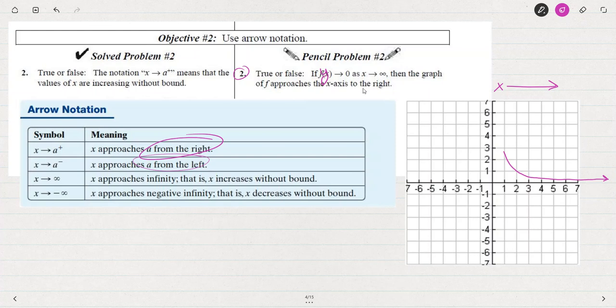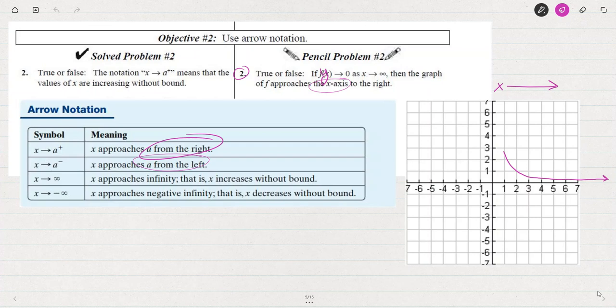Is that the same as the graph of f approaches the x-axis to the right? And I would say yes. That is what this notation is telling us.